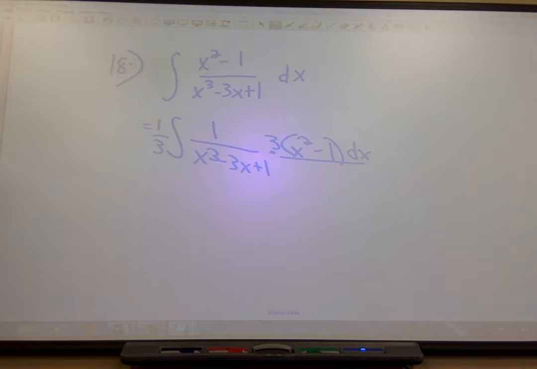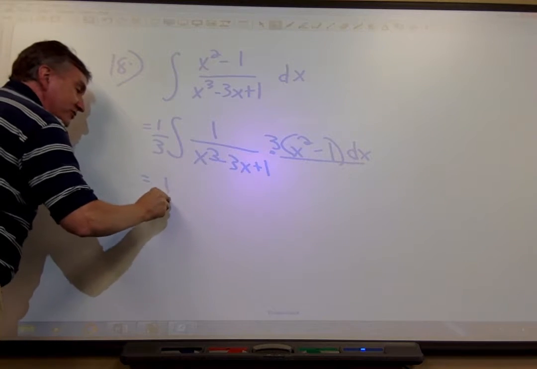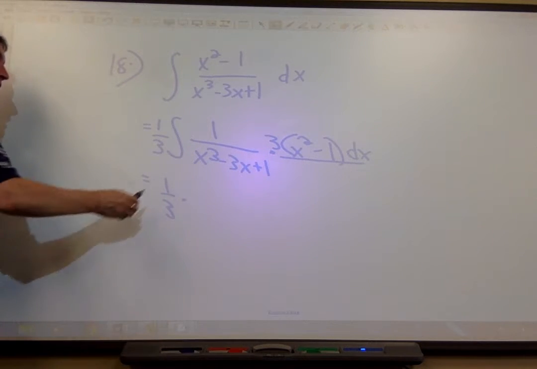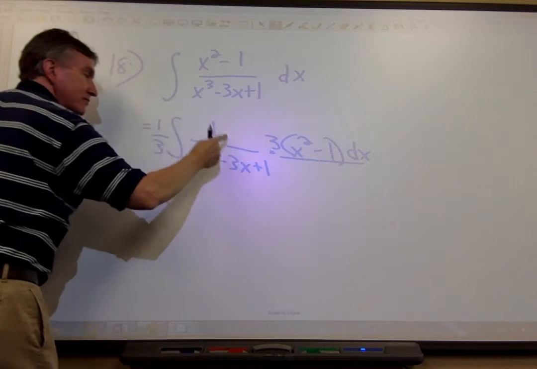Okay? Now that I've put the 1/3 outside, it'll stay outside. But what is the antiderivative if I disregard this now?